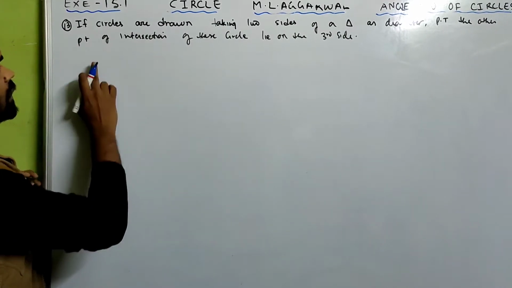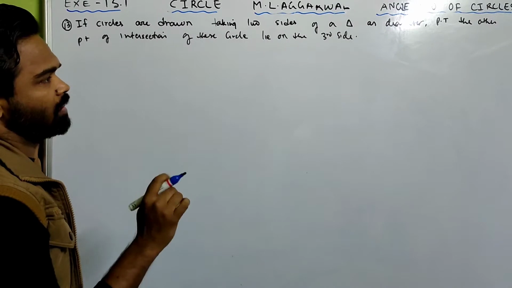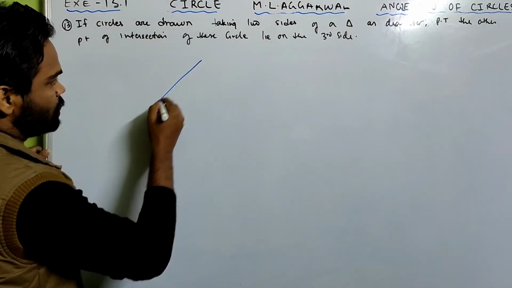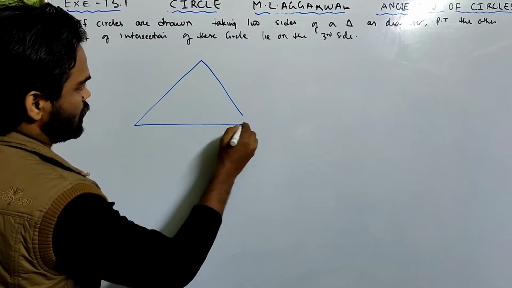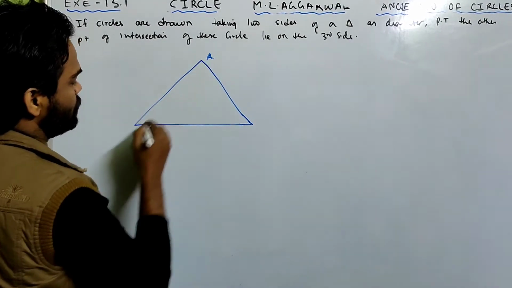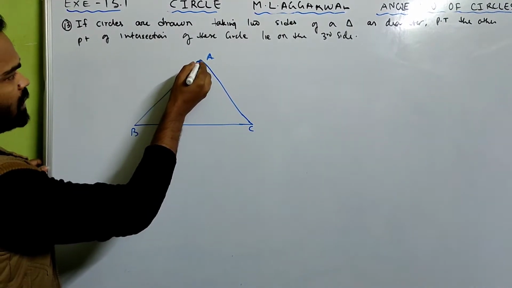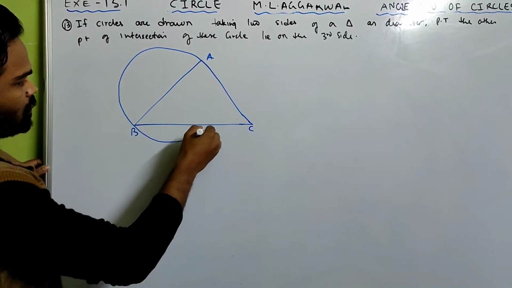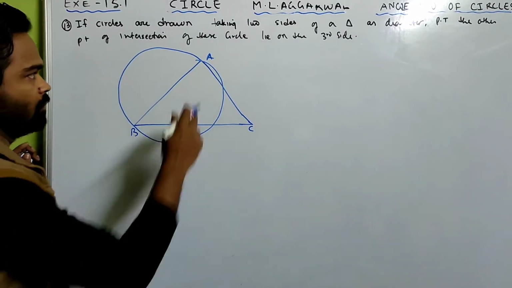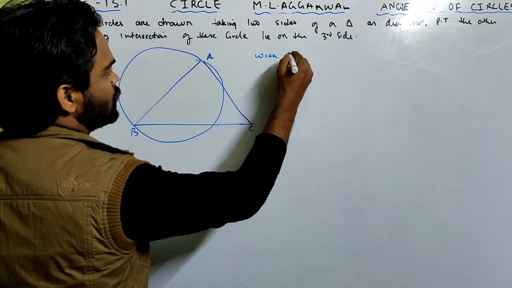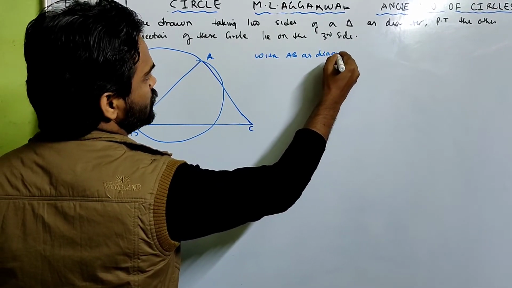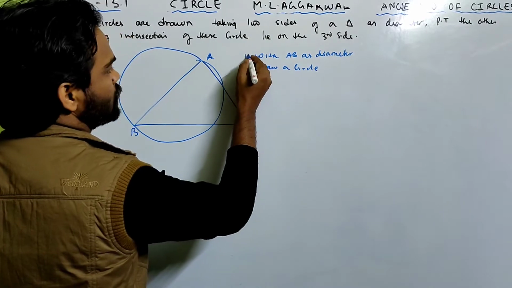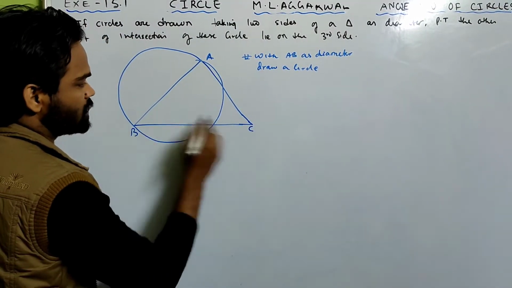Look at this sum. Very beautiful. If circles are drawn taking two sides of a triangle as diameter, prove that the other point of intersection of these circles lie on the third side. Which means, suppose I take a triangle ABC. Now with AB as the diameter, suppose I draw a circle with AB as a diameter. Okay, suppose it intersects BC at D.